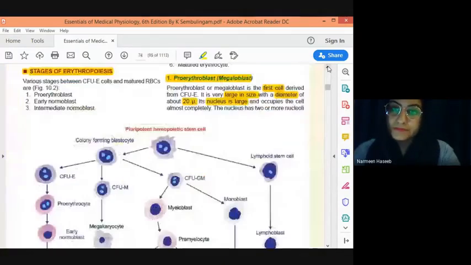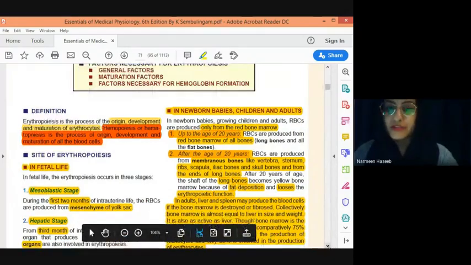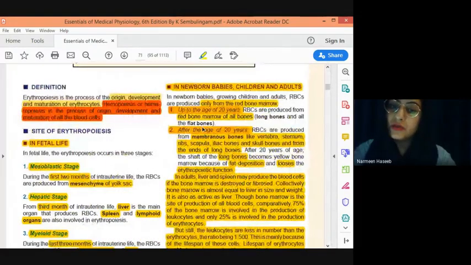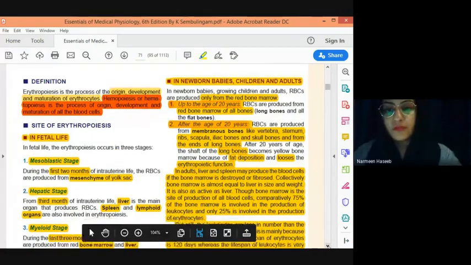We have studied the definition and meaning of erythropoiesis, the meaning of hemopoiesis, the difference between erythropoiesis and hemopoiesis, then the site of erythropoiesis in fetal life, which has three stages: mesoblastic stage, hepatic stage, and myeloid stage. Then in newborn babies, children and adults, we have divided it into two parts. Erythropoiesis occurs until the age of 20 years in all the bones, whether long bones or flat bones. After the age of 20 years, erythropoiesis only occurs in the membranous bones. Liver and spleen are also helping us in the process of erythropoiesis.